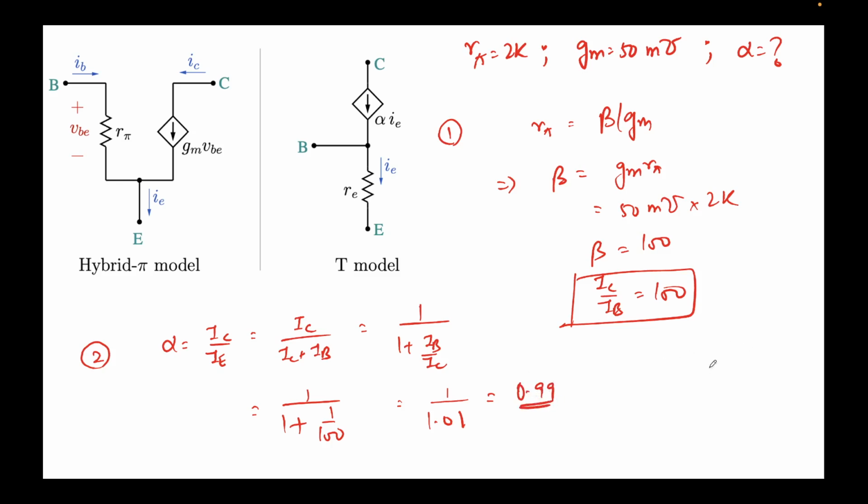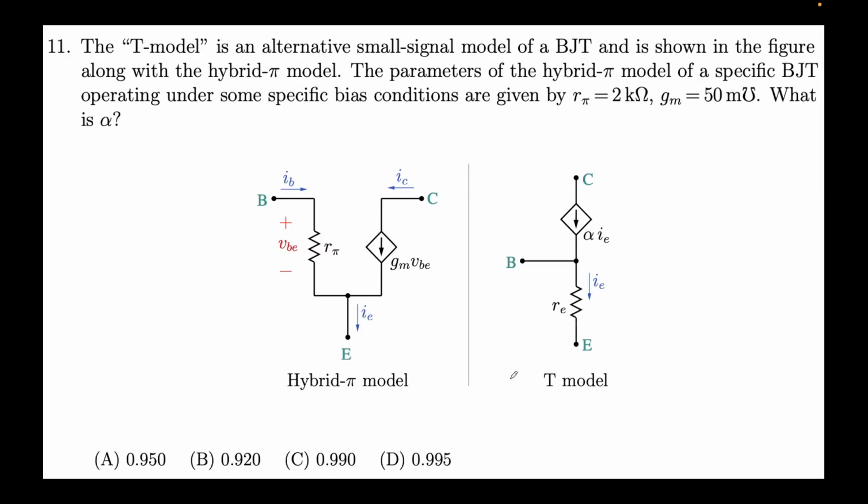Remember earlier I very boldly assumed that if beta is let's say 80 or 100 or 120, I simply said IC equal to IE, because alpha is very close to 1 in that case. That is the reason we can say IC equal to IE. Mathematically you can now see it in terms of alpha. So alpha comes out to be 0.99, which happens to be option C.